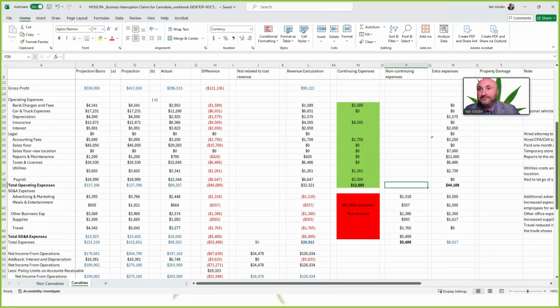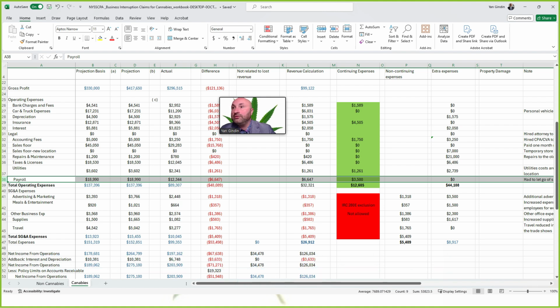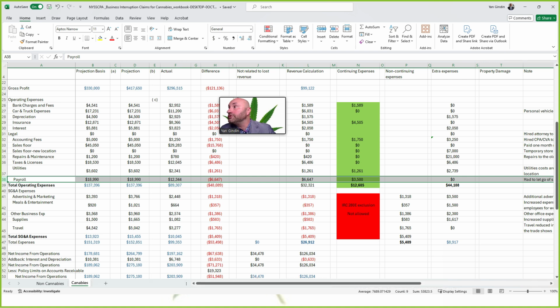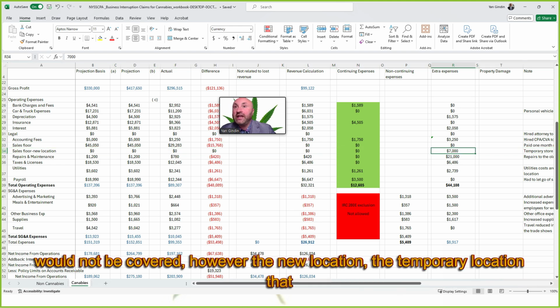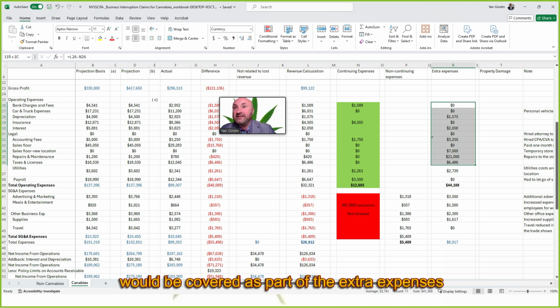Does that address your question? Where are the salaries? Where is the rent? Where are the salaries of the bartenders? Well, here is the payroll. Payroll is part of the continuing expense for the business interruption claim. The old sales floor would not be covered. However, the new location, the temporary location that the business would need to be renting, would be covered as part of the extra expenses.